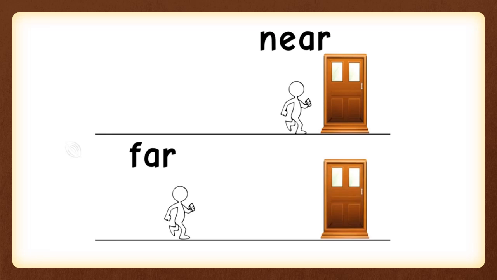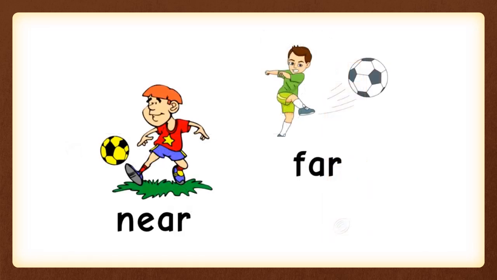Here you can see a man in the first picture is standing near the door, whereas in the second picture the man is far from the door. Let's take one more example. Here you can see two boys playing with a football. The boy in the red t-shirt is near to us, whereas the boy in the green t-shirt is far from us.